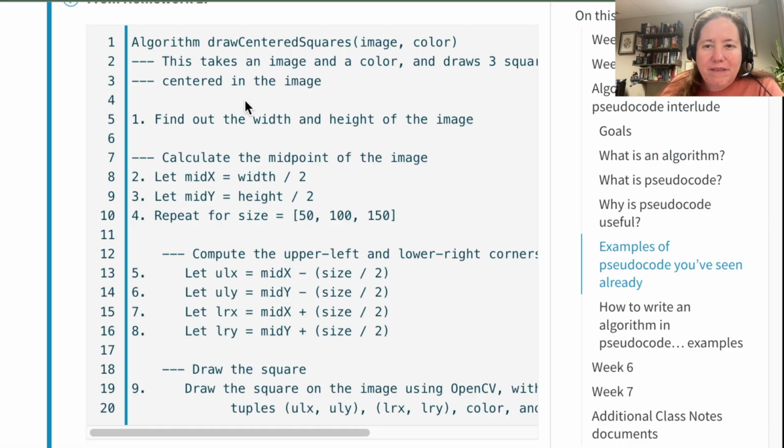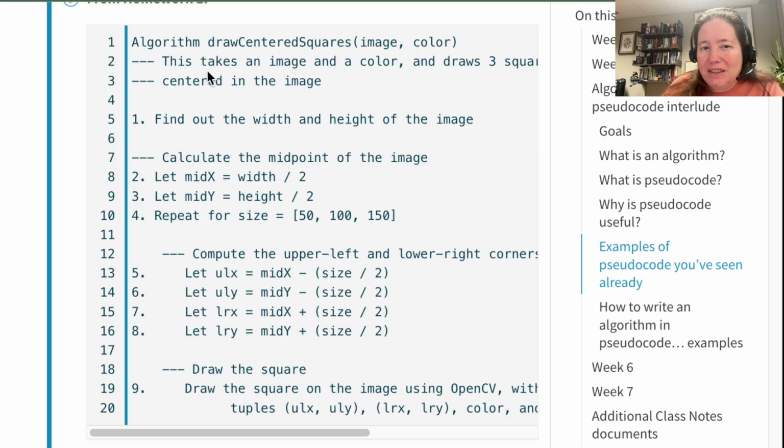So in this example, I worked out the steps for this algorithm first, just writing them out in English. So find out the width and height of the image. How do you do that in Python? It's kind of intricate. There's a lot of arcane symbols there. This makes a lot more sense to someone who doesn't really get Python yet. Finding out the width and height of an image, that's something you can imagine that a computer can do, even if you don't know how to do it in Python.